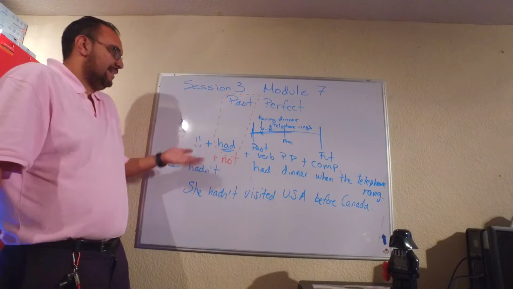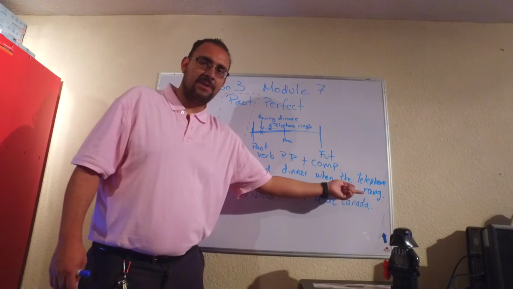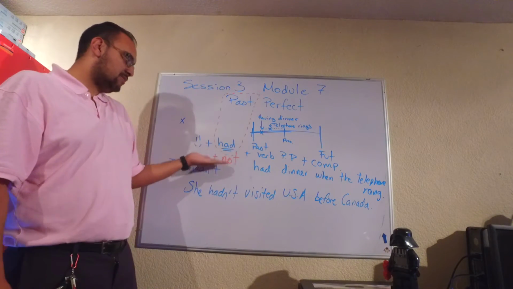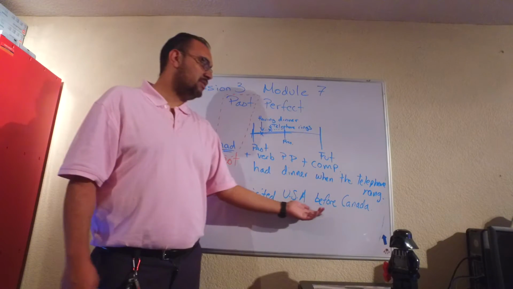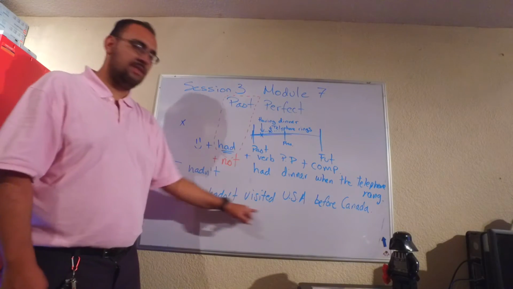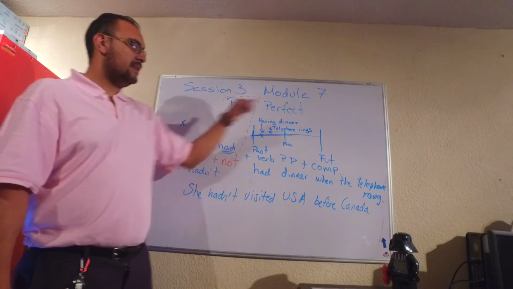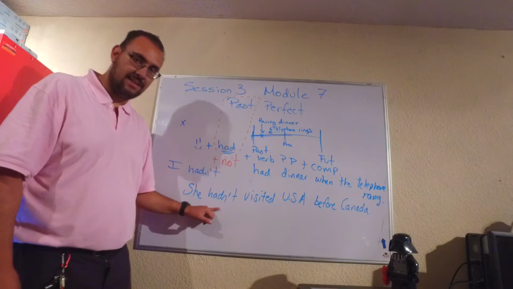Here, as it is a negative form, this action happens first and then this action, because we are in denial of the first action. She hadn't visited US before Canada. Negative form in the first sentence, and it means that she visited Canada first, because this is negative form.